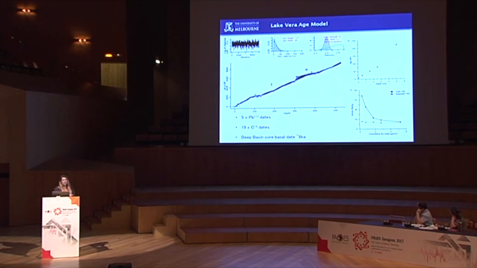So this is our age model. We have 5 lead-210 dates, which are demonstrated on the right by the age and the activity of the lead-210. We have 19 radiocarbon dates, which were all macrofossils. So using Bayesian age modeling, we get a really nice age model with just about 2 outliers. So from the deeper basin, we only got a basal date of 8,000 years. And this has very high sedimentation in the middle of that core. The middle of the lake, sorry.